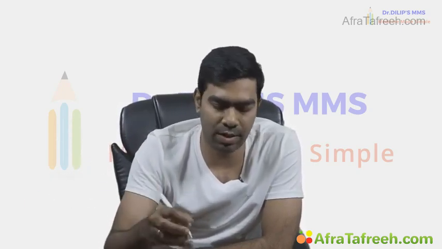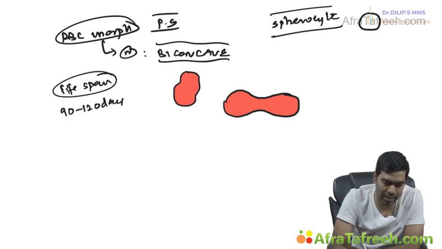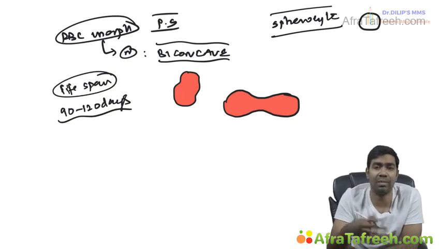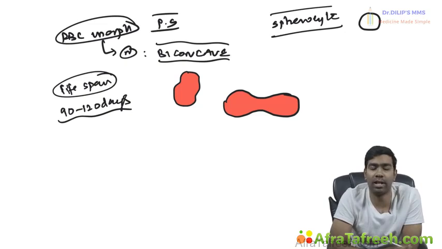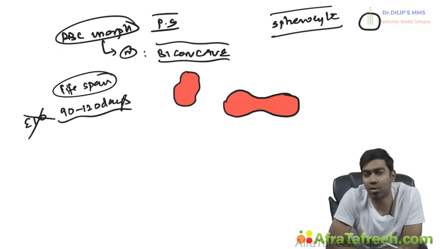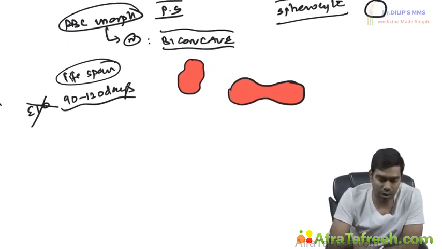But apart from the normal biconcave shape, what are the other things that you have to know? The lifespan. It's a very important number. Lifespan of the RBC is approximately 90 to 120 days, and it depends on the peripheral circulation of the RBC, not the bone marrow. Lifespan is totally dependent on destruction and hemolysis, most importantly. Erythropoietin does not affect the lifespan of the RBC because RBCs do not contain erythropoietin receptors in the first place.